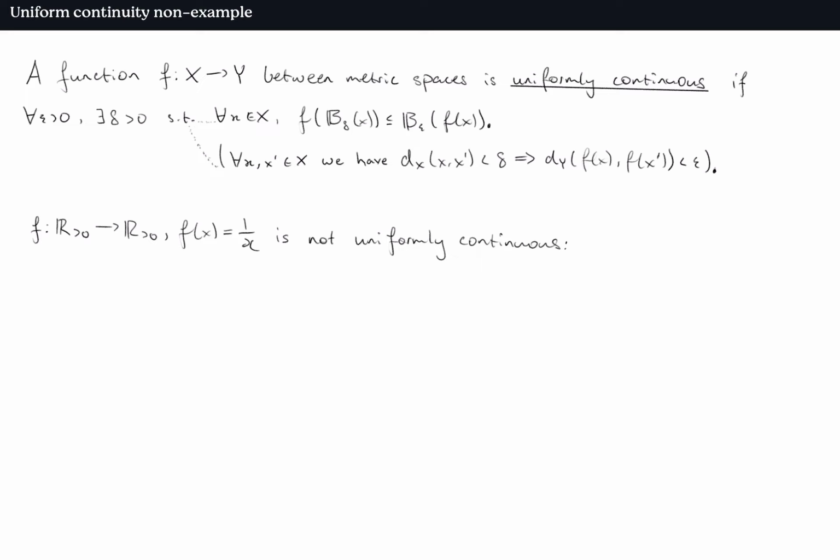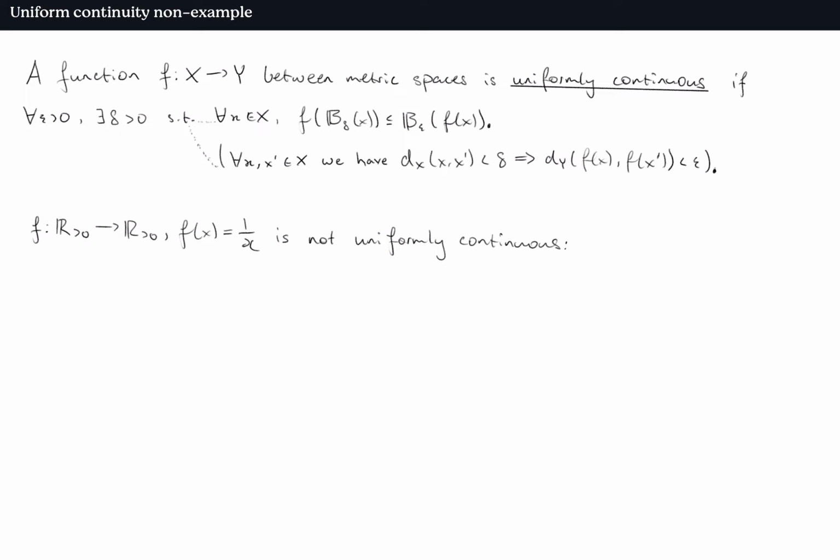So here we're going to go through an example where we're going to show that this function, we're going from the positive real numbers, and the function is defined by f of x is 1 over x. So this is quite a classic non-example. So this function here is not uniformly continuous. Right?